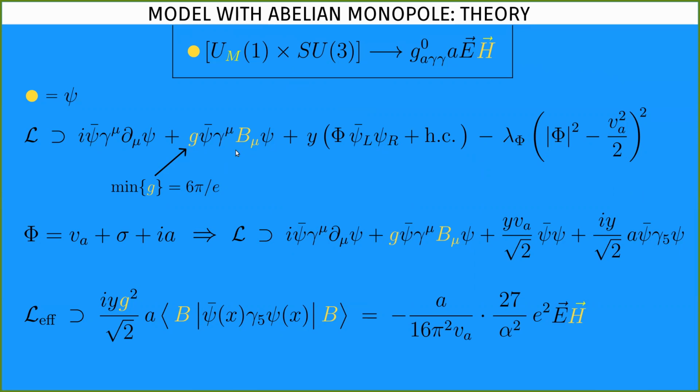So this is the interaction of the magnetic current with this vector potential B mu, which is introduced in the Zwanziger theory. And the coefficient is the magnetic charge. Due to the Dirac quantization condition, the minimal value of this G should be 6 pi over E, because we have the quarks which have the electric charge E over 3.